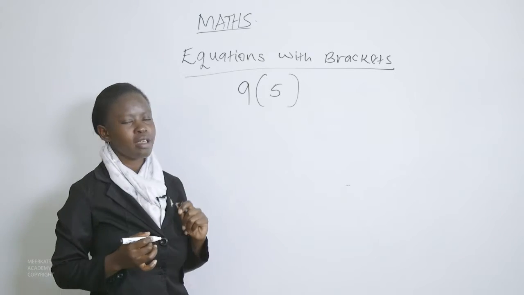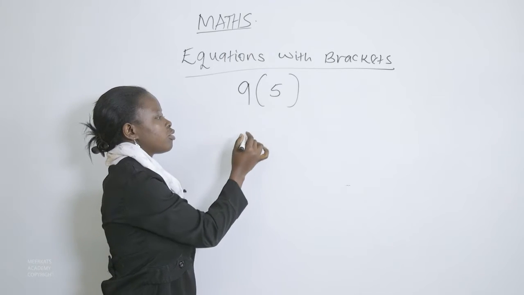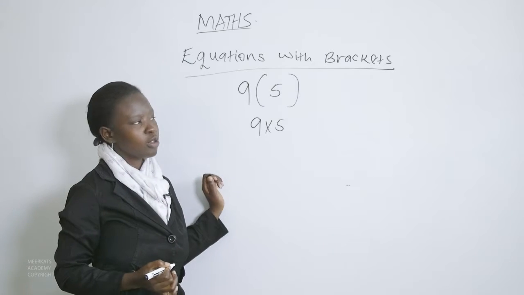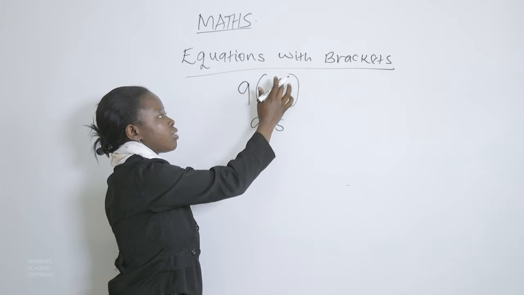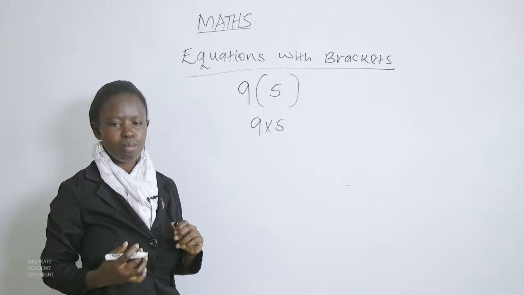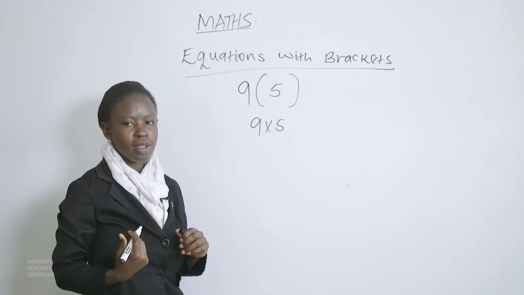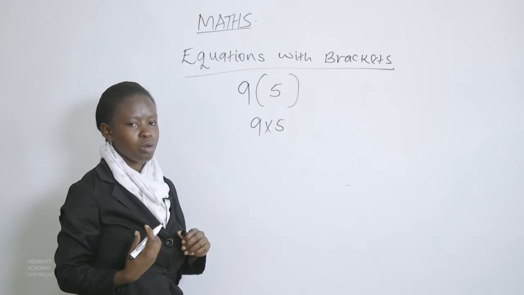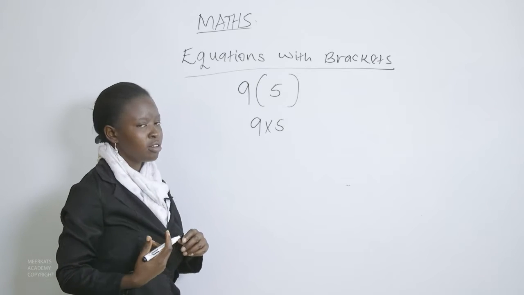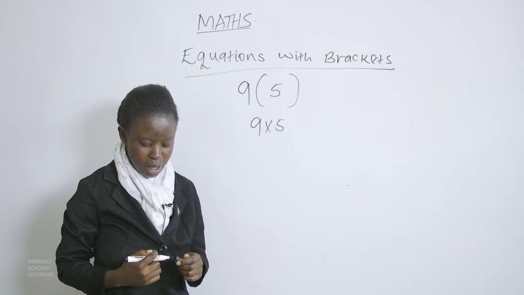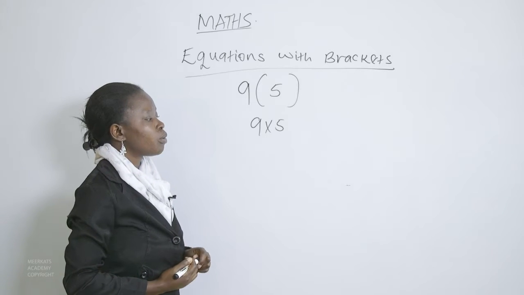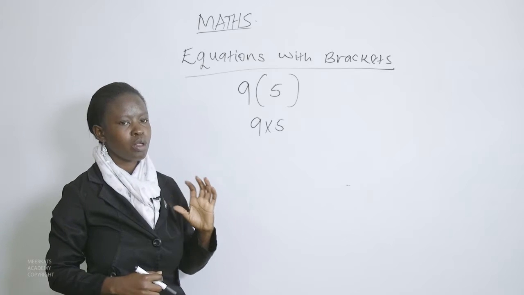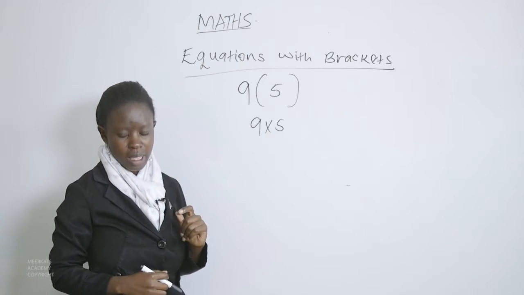So when we have 9 times 5, 9 into 5, it simply means the same as 9 multiplied by 5. When we have brackets, we are going to multiply whatever is inside the bracket with what is outside the brackets. So dealing with equations, let us look at how we deal with equations that have brackets.